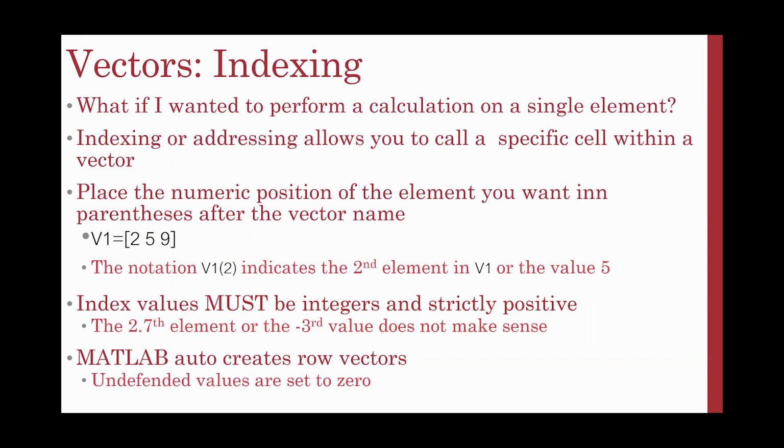Index values must be integers and strictly positive, so you can't have a 2.7th element, and you can't have the -3rd element or the 0 element, because MATLAB starts counting at 1, since it's counting rows and columns in a matrix. MATLAB auto creates row vectors, and undefined values are set to 0. So if I define a variable v1 of 7 equals 10, it's going to create the first 6 elements to be 0.